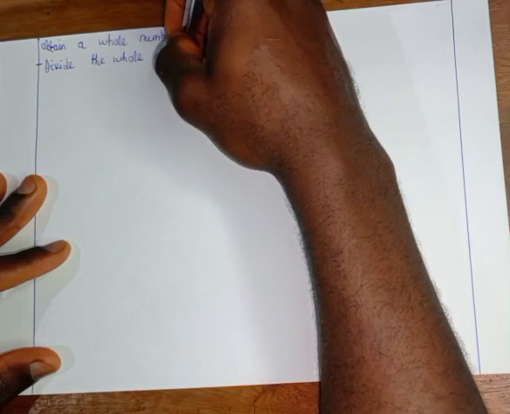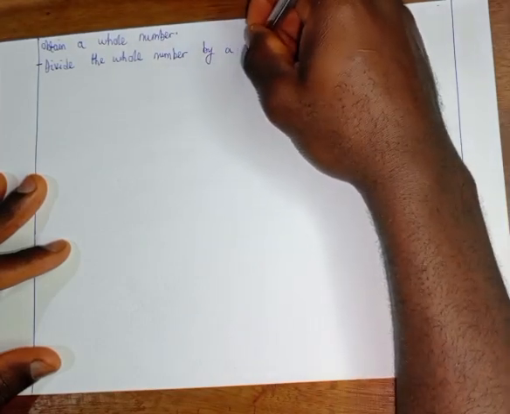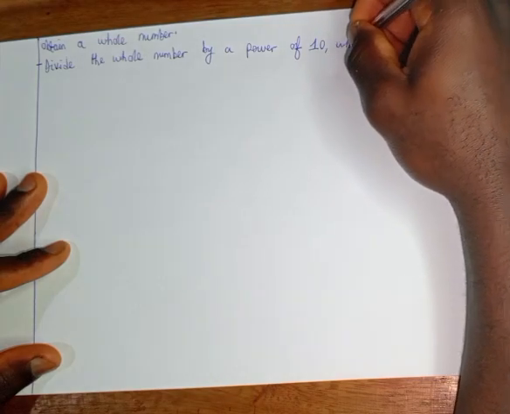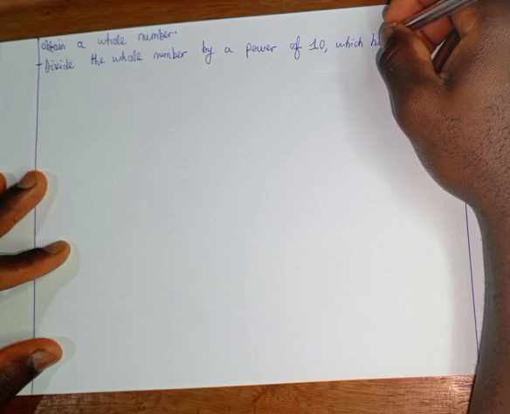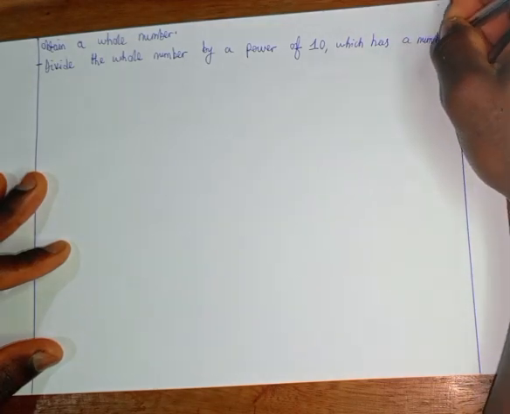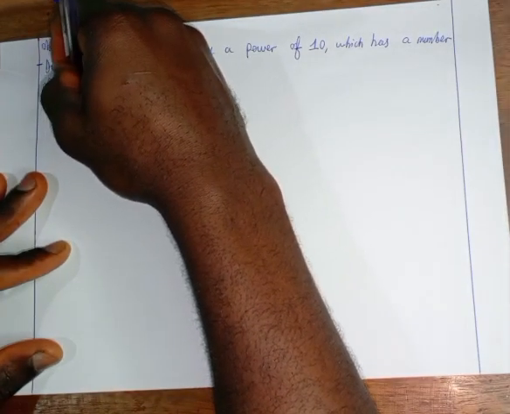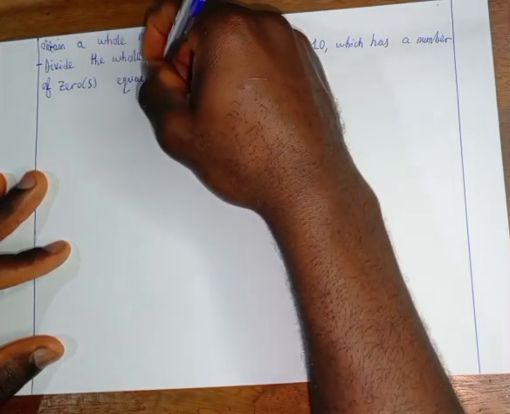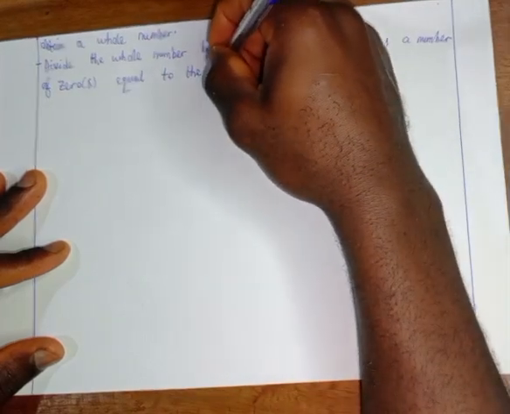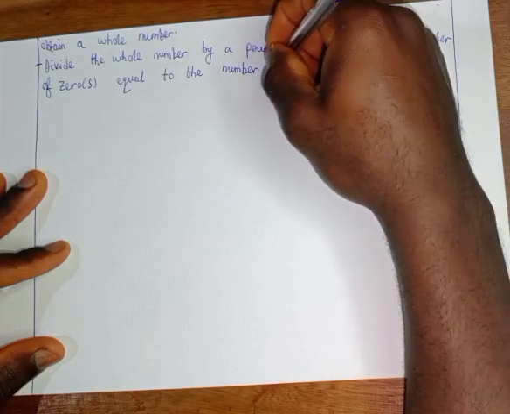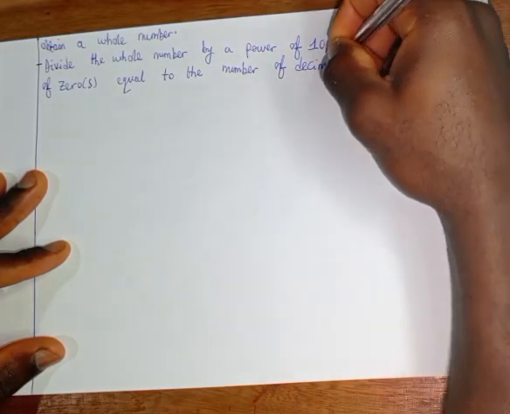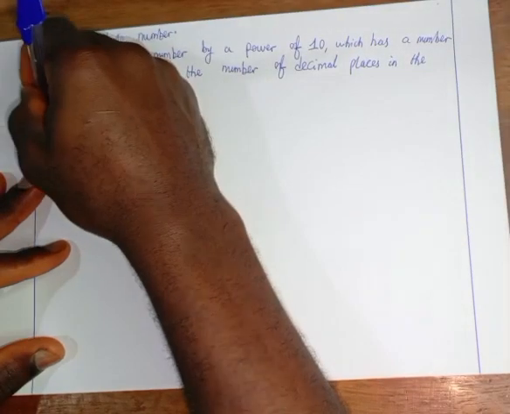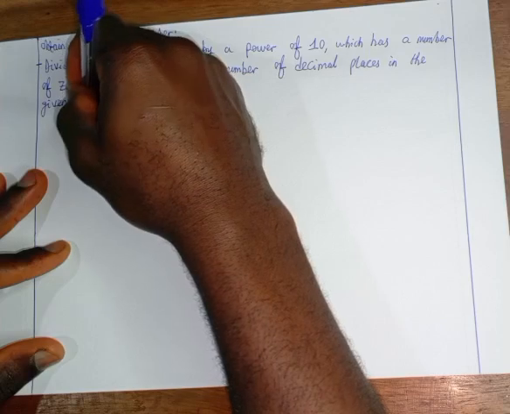Divide the whole number by a power of 10, where the power of 10 has the number of zeros equal to the number of decimal places in the given decimal number.